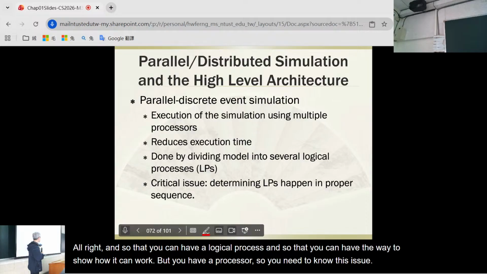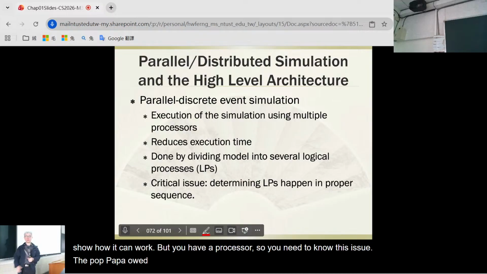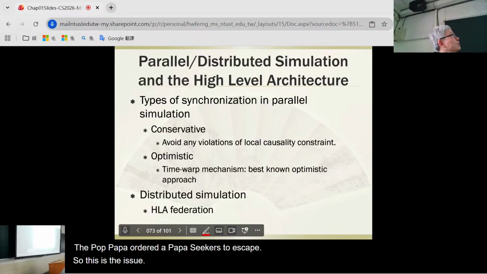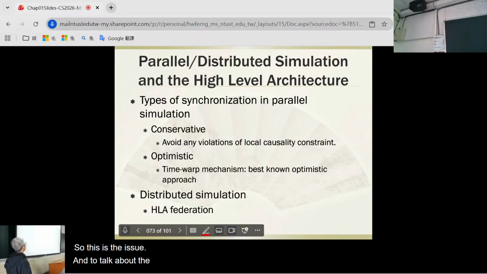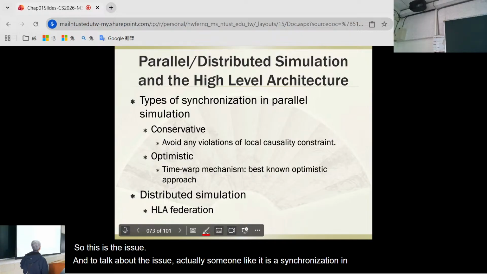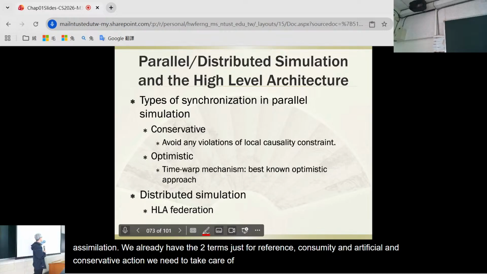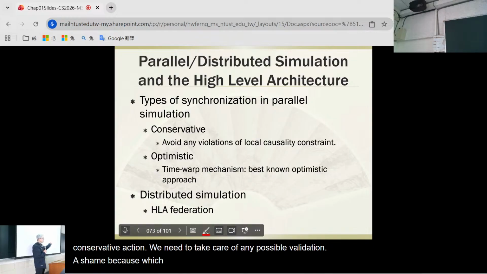The proper order, or proper sequence, to execute. So this is the issue. And to talk about the issue, it is the synchronization in parallel simulation. We have two terms, just for reference: conservative and optimistic. With conservative, we need to take care of any possible violation of the causality constraint, because we must know which event should be earlier and which should be later. So this is the conservative one.